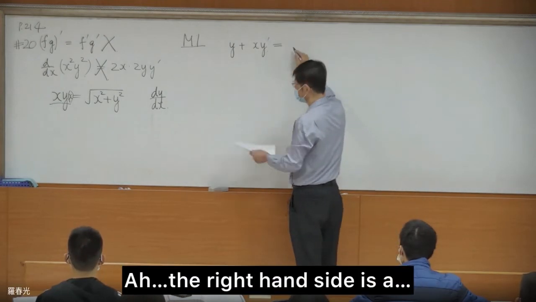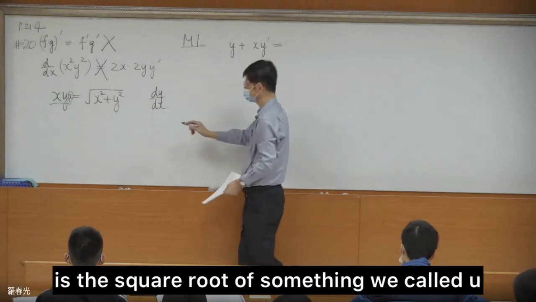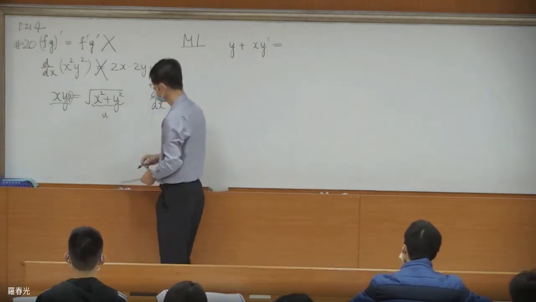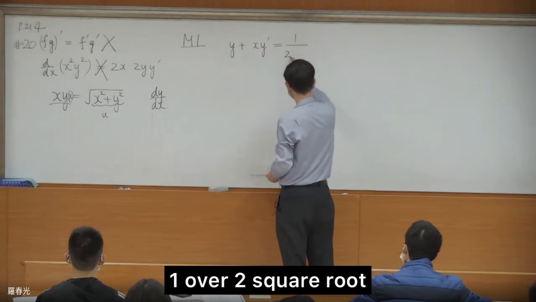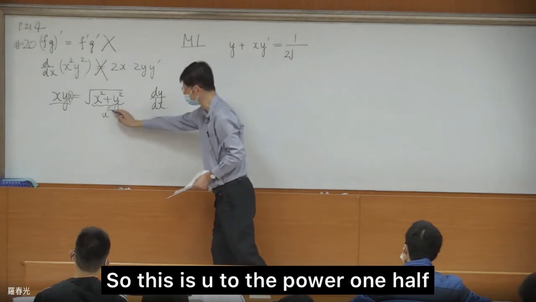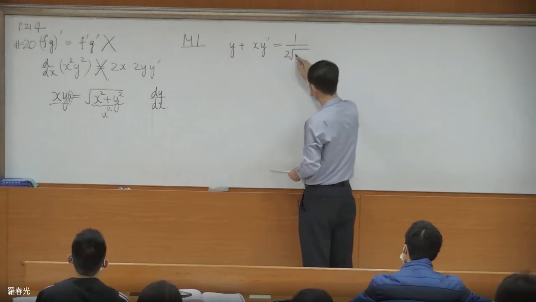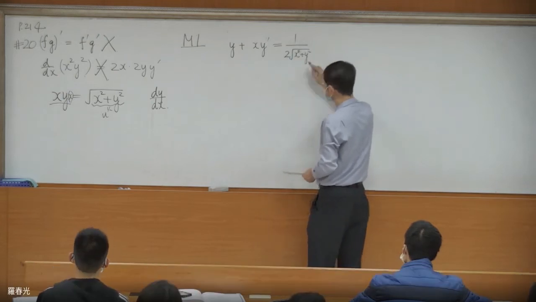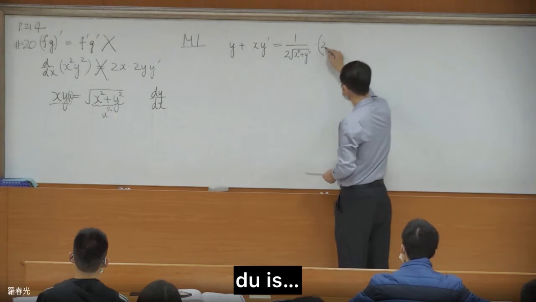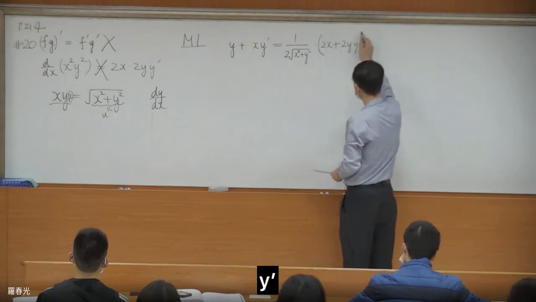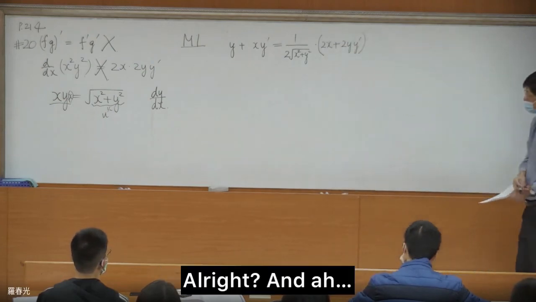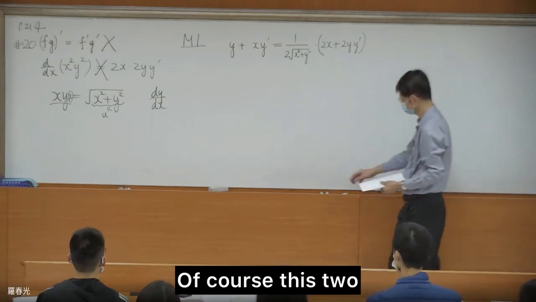Okay, and then the right-hand side is a square root of something we call u. All right, and so it's 1 over 2 square root. So this is u to the power 1/2, and so it's 1/2 times u to the power -1/2, and then du/dx. du is 2x and then 2y, y prime. And of course this 2 we can simplify.